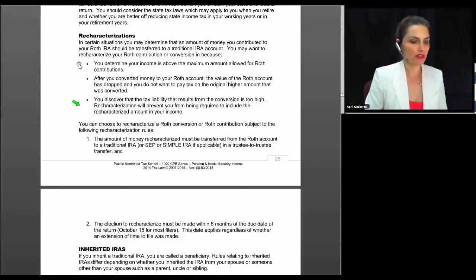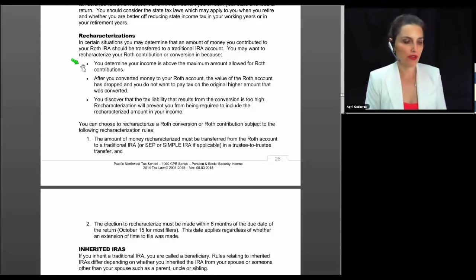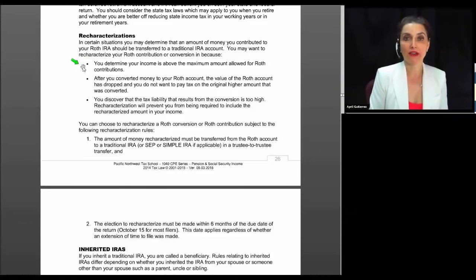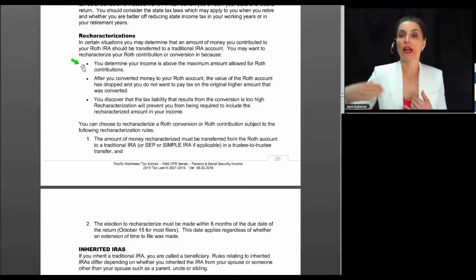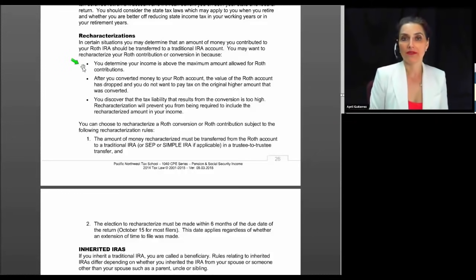This one up here, you determine your income is above the maximum amount allowed for Roth contributions. I actually run into that fairly often. Individuals, they've been contributing to a Roth account every year for years, and then their income in a particular year rises above the level where they're allowed to do it. And if they haven't got it memorized in their mind what that level is, then they could be in a situation where they've made an illegal contribution to their Roth and they're going to have to get it back out.